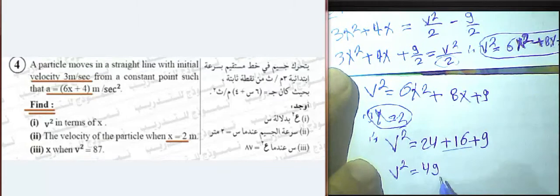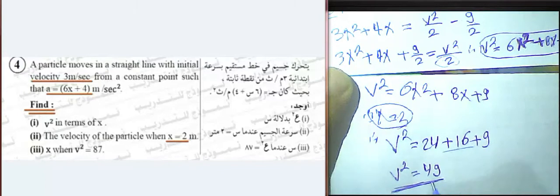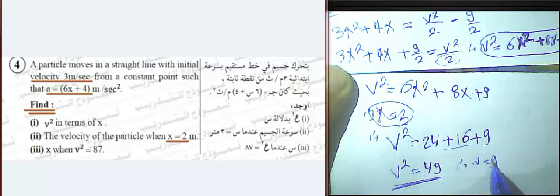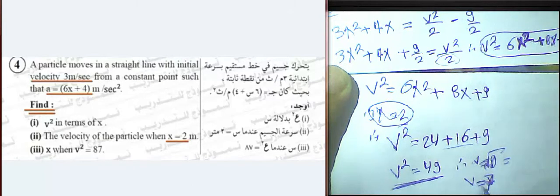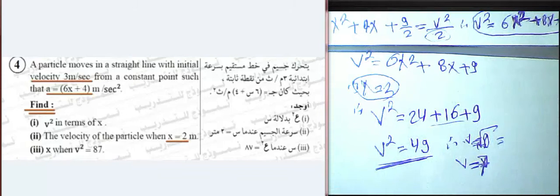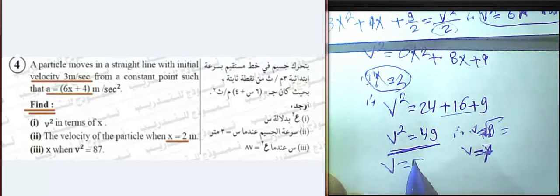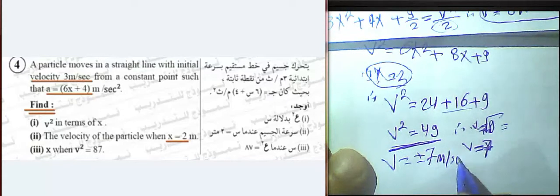49. We want to find the velocity vertical when x equals 2, and v equals the square root of 49, equals what? Equals 7. Okay, square root of 49 equals 7. That was the velocity of vertical when x equals 2. Okay, velocity will be positive or negative 7 meters per second.